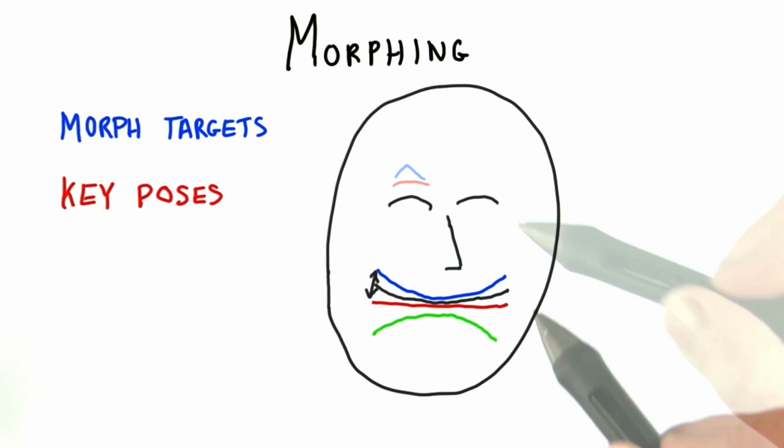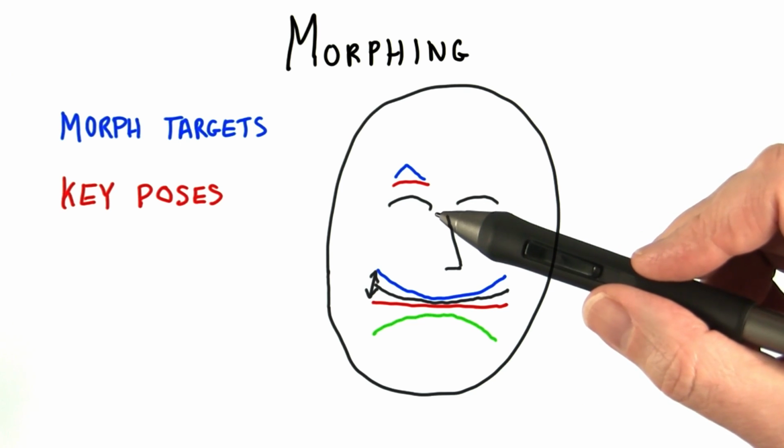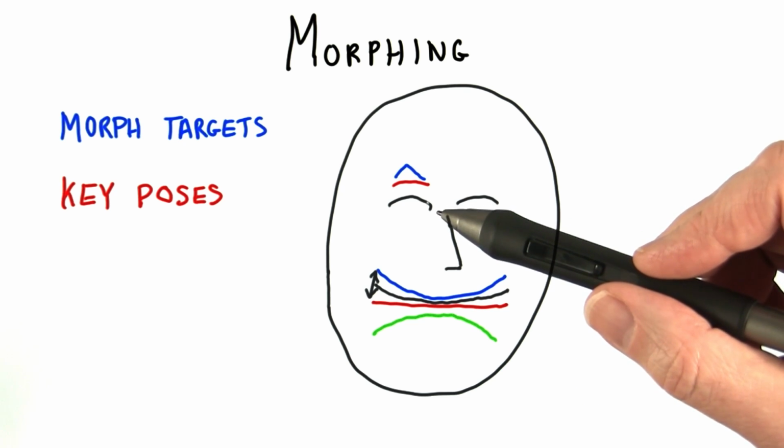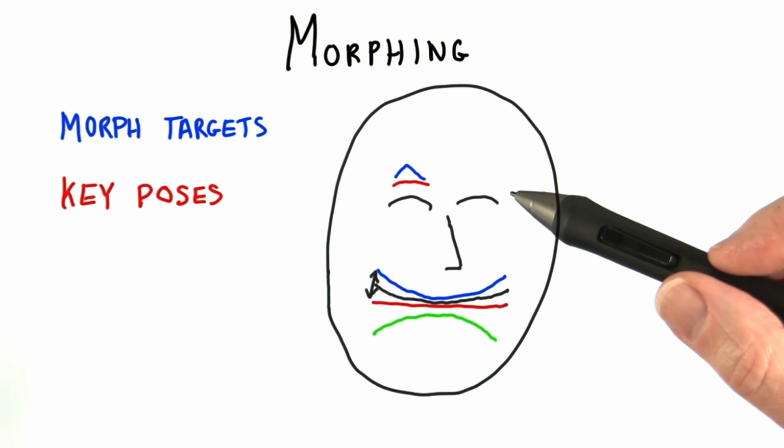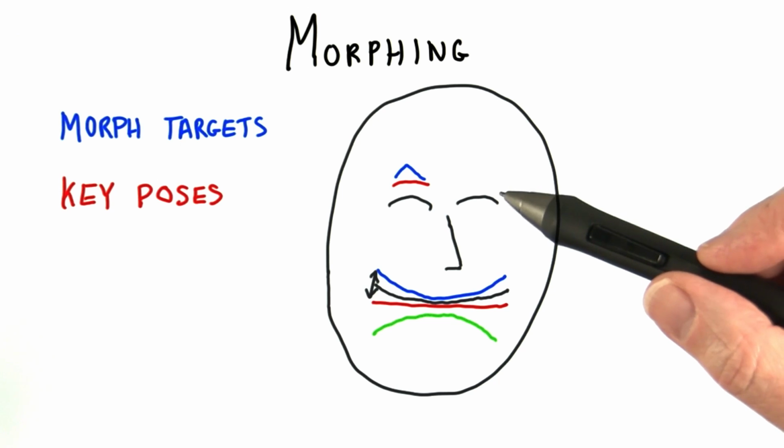A further advantage of morph targets is that they can be combined. For example, I could have key poses for an eyebrow and use it as I wish with a smile or frown. A pose can be associated with parts of a mesh and so influence only them.